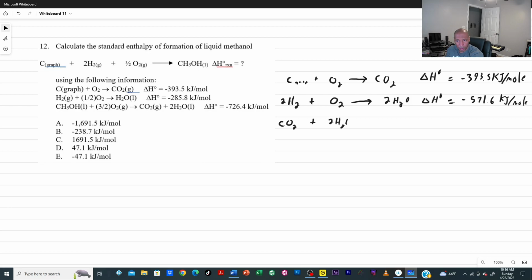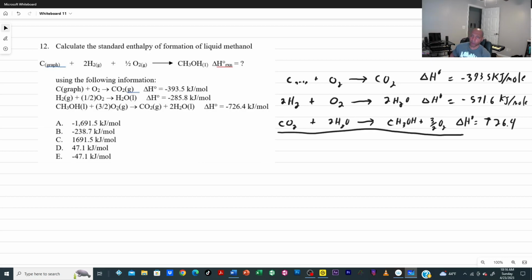And let's see what we have here. The third one is the one that I have to flip around. I'm going to make my products reactants. Carbon dioxide plus 2H2O yields methanol, CH3OH, plus 3/2 moles of O2. The enthalpy change for that reaction is, since I flipped it around, I'm going to make that a positive 726.4.